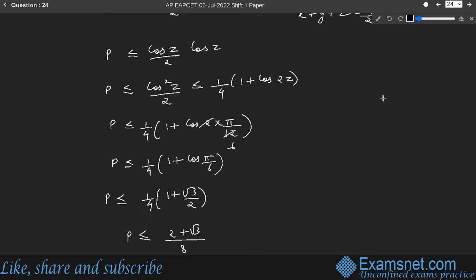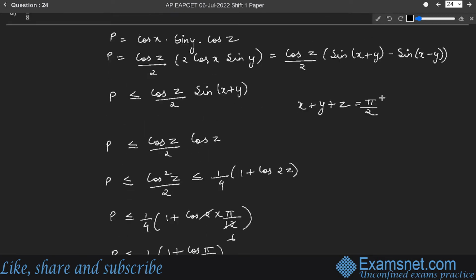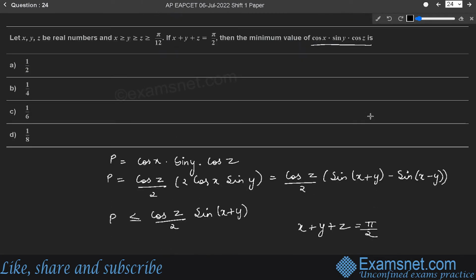From here, the minimum value for P, which is cos x into sin y into cos z, will be 1 by 8. So we can say that the minimum value is 1 by 8. Therefore, option number D is the correct option for this question.